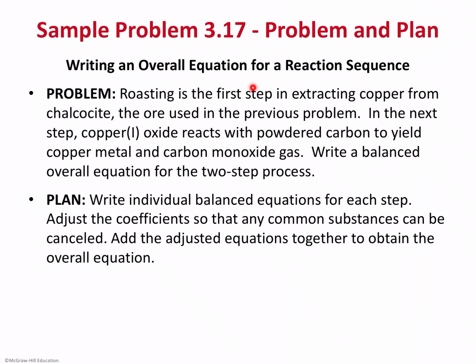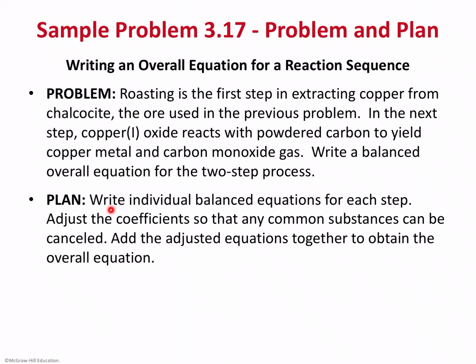Writing an overall equation for a reaction sequence. In the previous problem that we dealt with, roasting is the first step in extracting copper from chalcocite, the ore used in the previous problem. In the next step, remember we made copper 1 oxide and sulfur dioxide. Copper 1 oxide reacts with powdered carbon to yield copper metal and carbon monoxide gas. We can write a balanced overall equation for the two-step process.